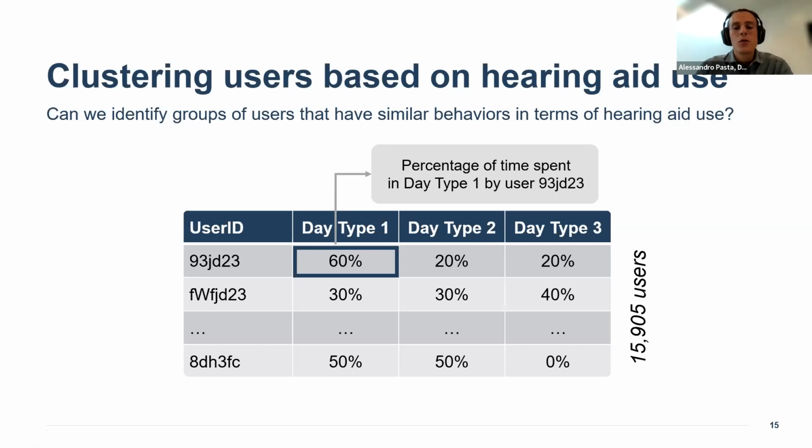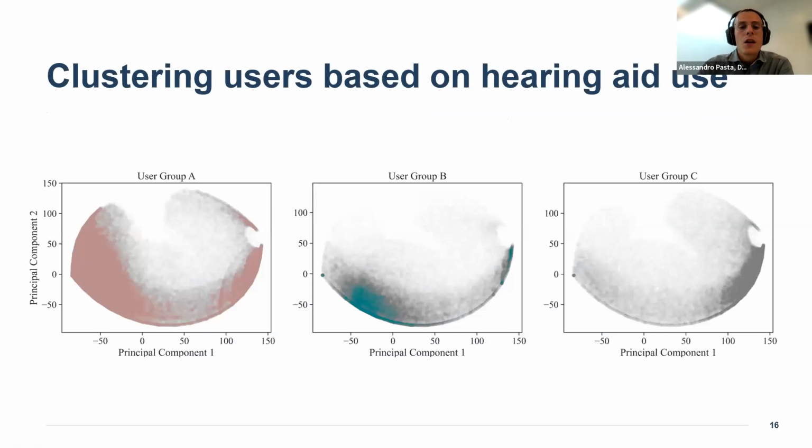And if we look at the 3 user groups resulting from this clustering process, here we can see the days experienced by each of the 3 user groups. And the principal components are the same as before. So each dot is a day. And what we can see is that the 3 groups of users tend to have very distinct days among each other. So they tend to use the hearing aids differently among each other.